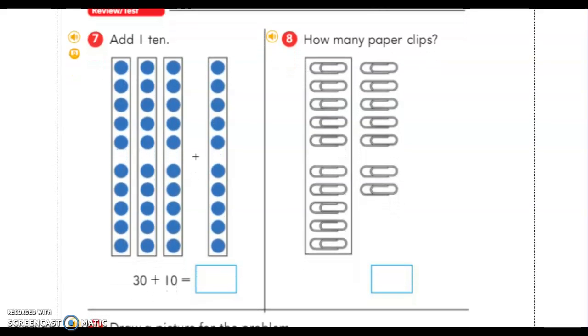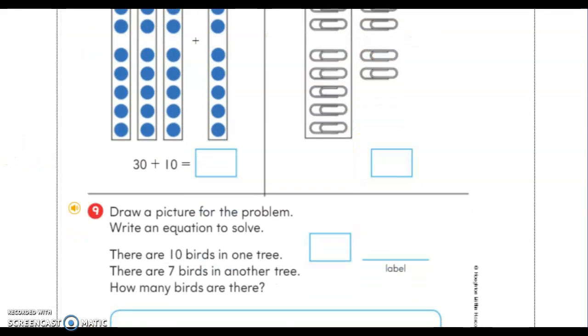For number 7, we're going to be adding 1 10. So we're starting at the number 30. You can see that represented here. And we just have to add 1 more 10. So what does that give you? You put the answer right here. Okay. Number 8 says how many paper clips? Well, these are all grouped together. So that's 10. Okay. And then you count the extra ones and put that number in the box.